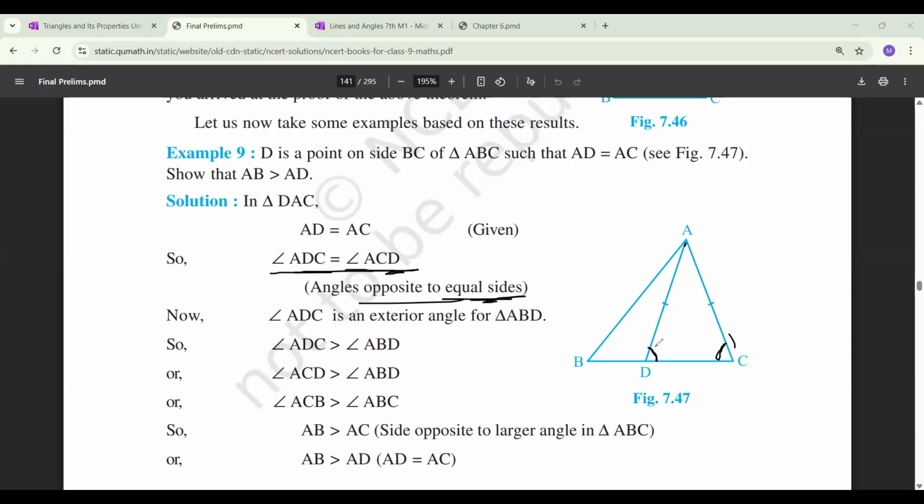Now, guys, we can see this is an acute angle. They are making a linear pair. So angle BDA, angle ADC is greater than angle ABD. ADC is an exterior angle for angle ABD. So angle ADC is greater than angle ABD.